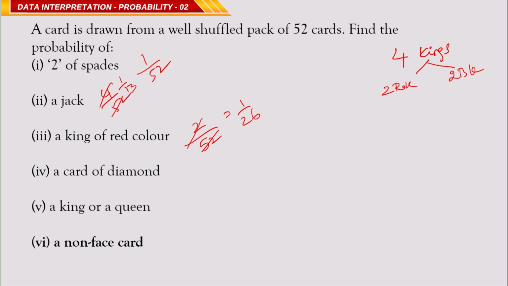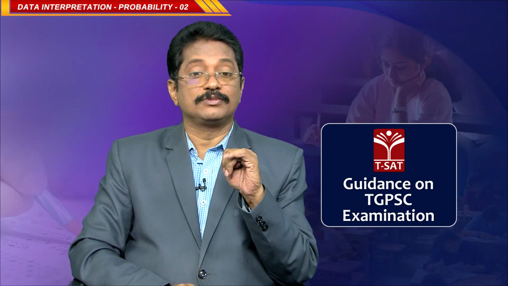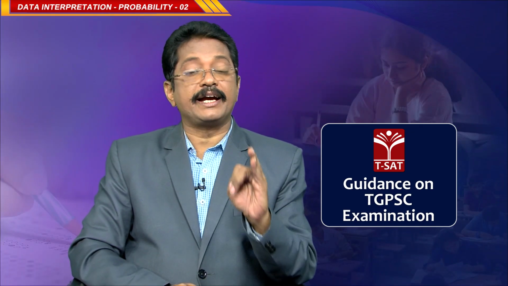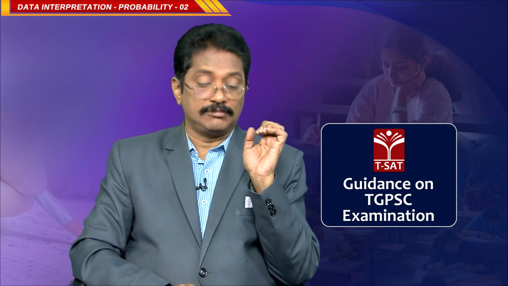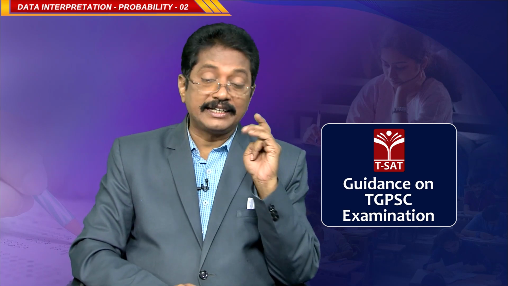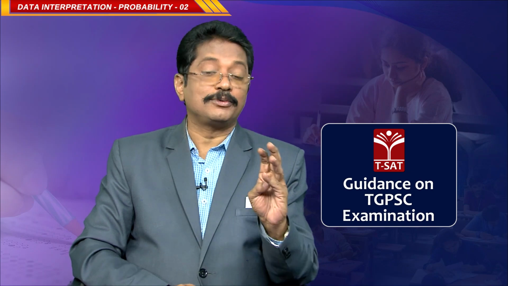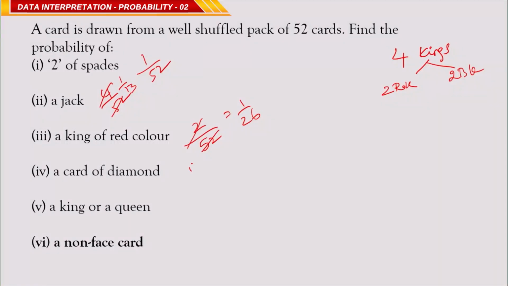A card of diamond. So, how many diamond cards are there here? Already I said, there are 4 groups: club, spade, diamond and heart. So, there are 13 diamond cards. Favorable outcomes are 13 and the total outcomes is 52, 13 by 52, 13 1s, 13 4s, so we can say the probability of a card of diamond is 1 by 4.